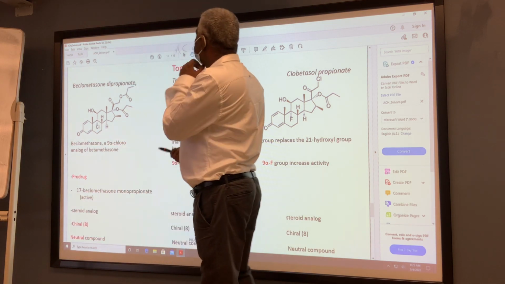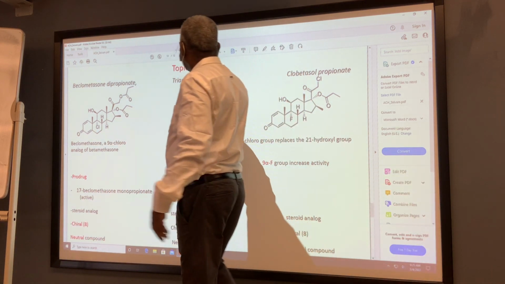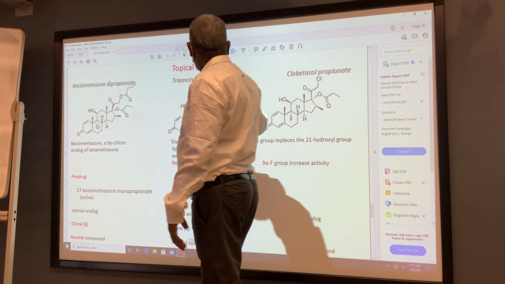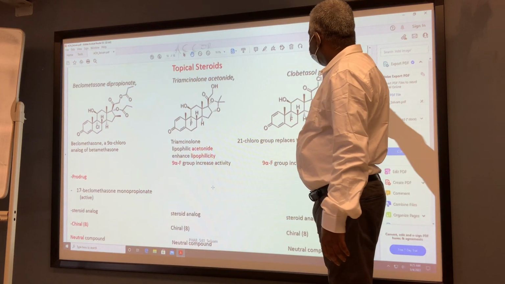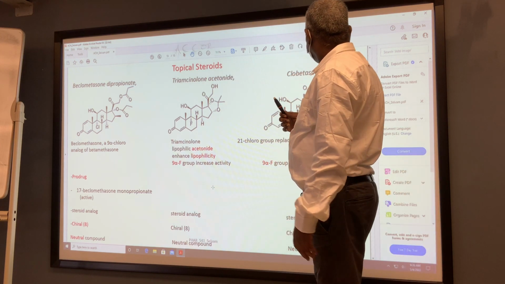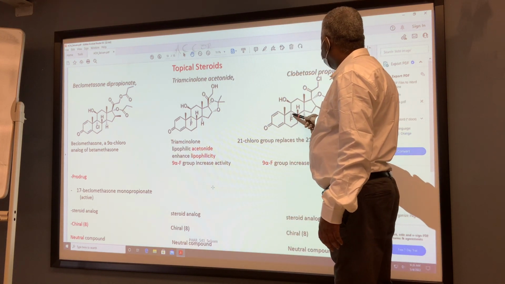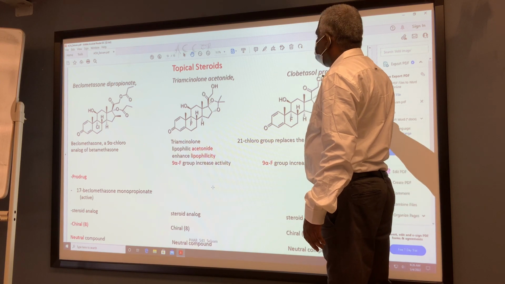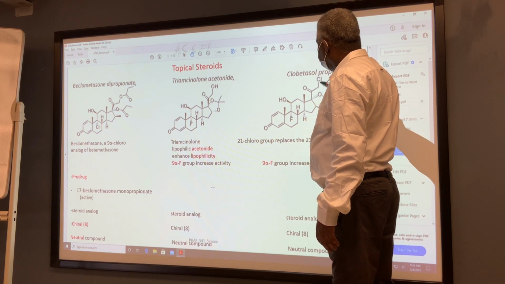Fluorine makes the compound more active. So triamcinolone is more active than beclomethasone. Clobetasol is even more active than triamcinolone. The reason is we have a fluorine, and additionally there is a chlorine at carbon number 21.